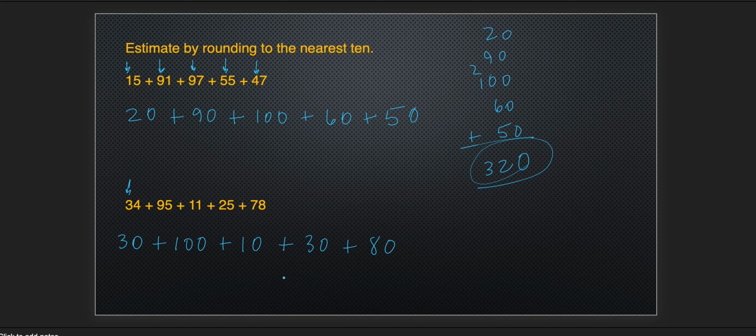Let me see if I can do this way. 3, 4, 7, 15. I need to line it up. Actually, I'm going to add 30, 30, 60, 70, 70, 100, and 80. So you do it however is best for you. So 250.